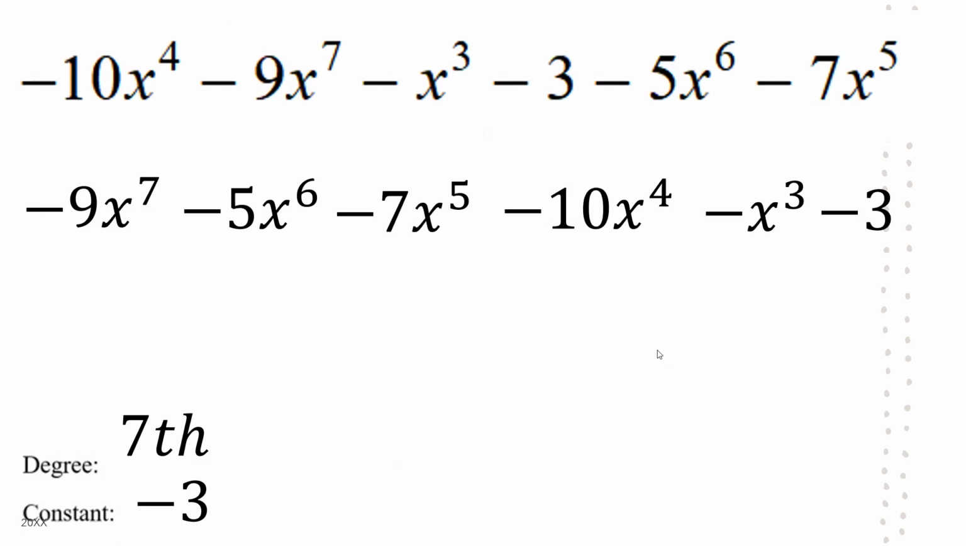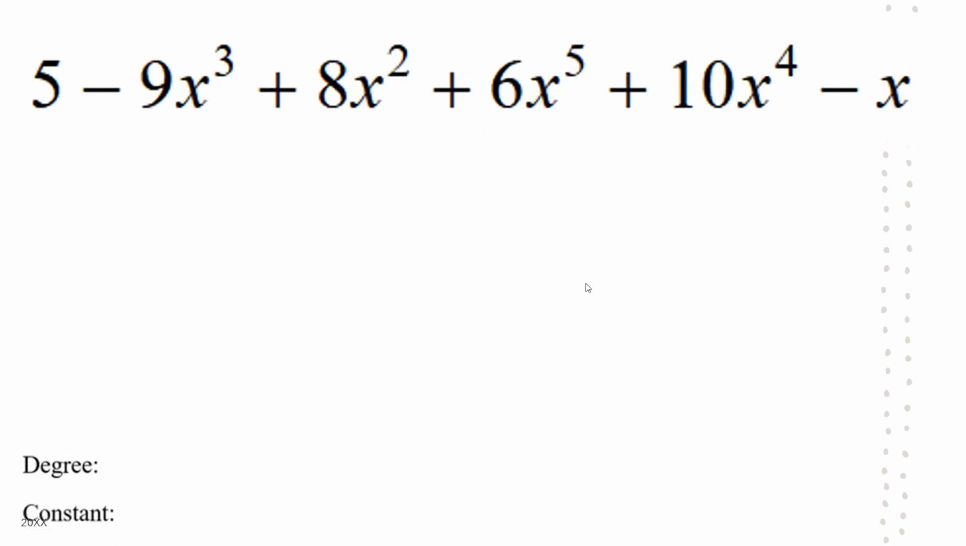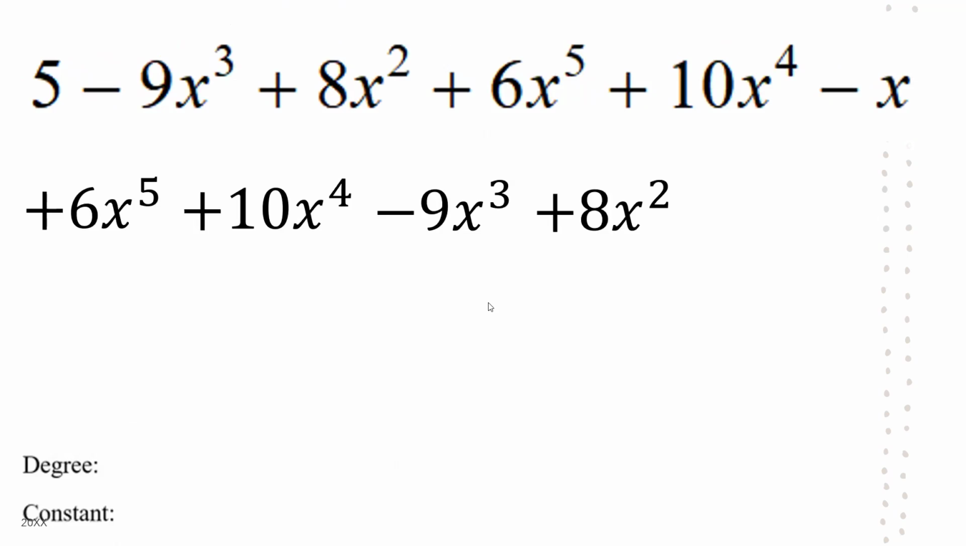Okay. I think this is the last example, so go ahead and pause the video. Try it. 3, 2, 1. All right, if you would have had it correct, that's what it would have looked like. 5th degree and positive. Oh, there it is. Sorry, my animation was off. There's the whole term. Constant is positive 5.